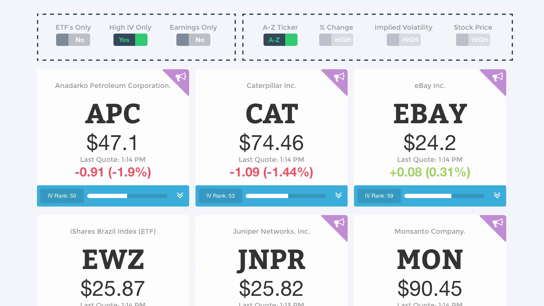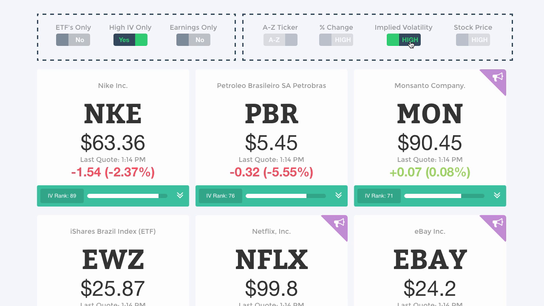So now you can start to narrow down the focus of everything that you're trading, and you can look at highest implied volatility stocks only. So anything with an IV rank over 50, you can then sort the list highest to lowest. So you can say, okay, look, Nike right now has the highest implied volatility of everything that we have. PBR has the second highest, MON, et cetera, et cetera. Now you can choose to trade these low-hanging fruit stocks first. So it makes the entire scanning process so much easier.